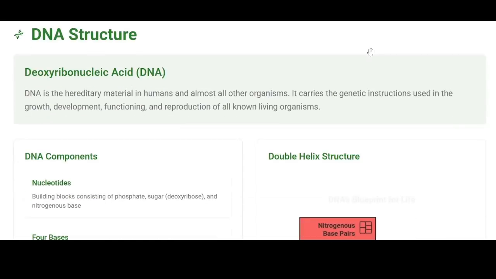What is the structure of DNA? DNA is also known as deoxyribonucleic acid. It is the hereditary material in humans and almost all other organisms. It carries the genetic instructions used in the growth, development, functioning, and reproduction of all known living organisms.